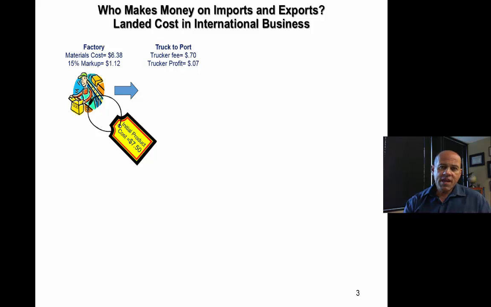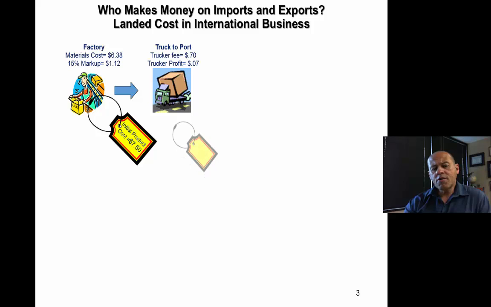So next, we have to get the product to the port. So now we're looking at trucking fees. With this item, we've assigned a trucker fee of 70 cents with a profit of 7 cents. So now our item that was $7.50 is now $8.20.